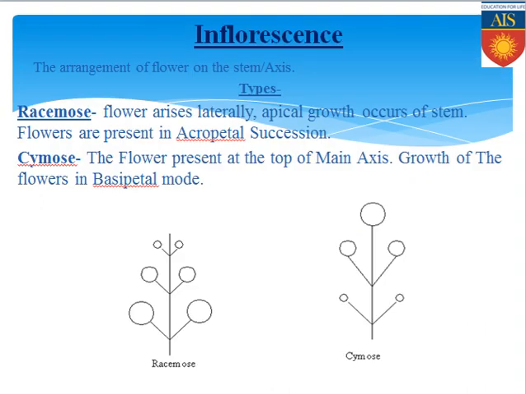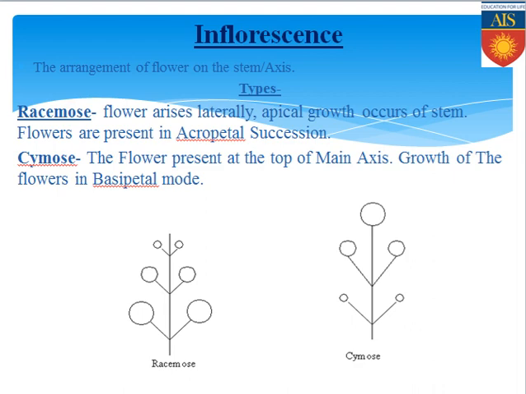Clear? Now we come to the last part under the flower, that is the inflorescence. Inflorescence is exclusively the arrangement of the flowers along the floral axis or the stem. There are two types of inflorescence commonly present. One is racemose, another one is cymose.